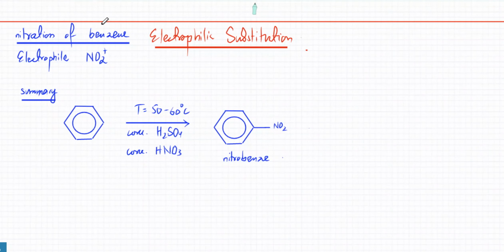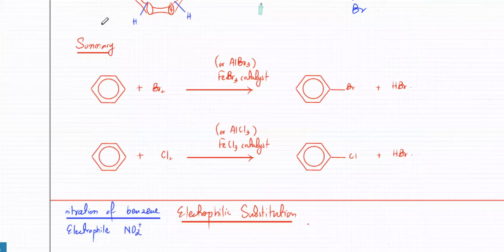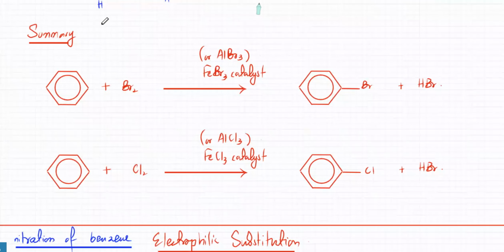So the first reaction that we did was this one. The summary of the reaction was that benzenes undergo bromination. They also undergo chlorination, but you need a catalyst. You need an FeBr3 catalyst or an FeCl3 catalyst in the case of Cl2. One of the hydrogens in benzene is going to get substituted by bromine or with Cl. And HBr is going to be produced as a result.